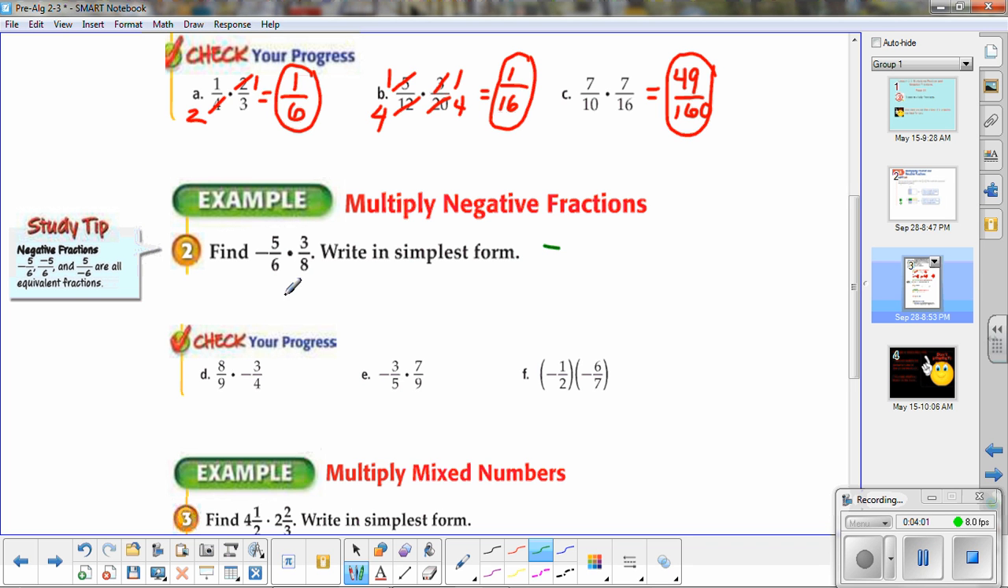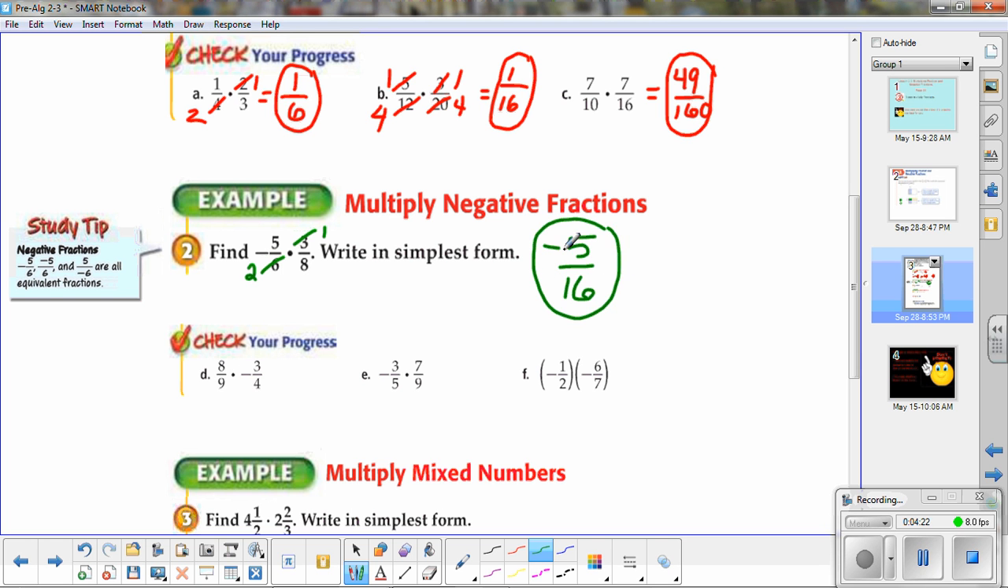Now look for anything that can be simplified. The 3 and the 6 both can be divided by 3. 3 goes into 3 once. 3 goes into 6 twice. 5 times 1 is 5. And 2 times 8 is 16.